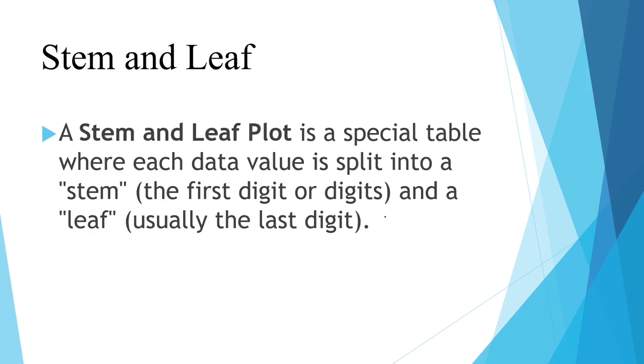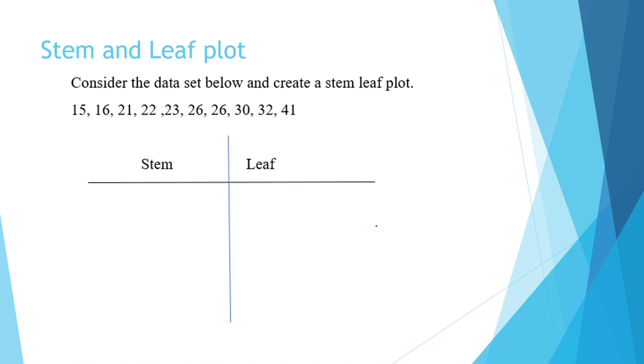A stem and leaf plot is a special table where each data value is split into a stem, the first digit or digits, and a leaf, usually the last digit. Let's look at this example, and we're going to construct a stem and leaf plot. We first want to organize the numbers from smallest to largest, and it is already done for us.